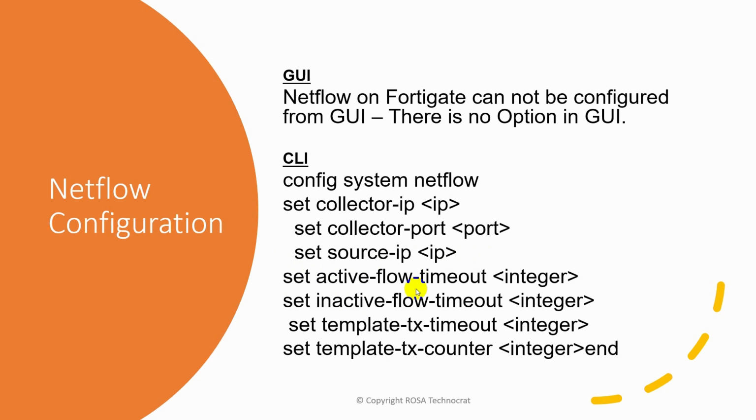And then similarly, we have active flow timeout, inactive flow timeout, and template timeout. I will be explaining all of those, but these all have default values in the configuration. So if you are not changing the default values, then the only parameter that needs to be configured is the collector IP. All other configuration parameters are set by default, unless you are changing the port numbers on the destination NetFlow collector, or if you require any custom option. Let's go.